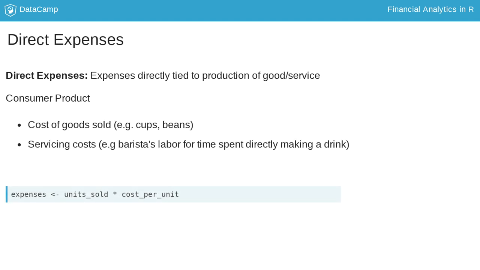Direct expenses are expenses directly related to the good or service we offer and scale with them. The more we produce, the greater the expense. For example, the cost of goods sold, like coffee cups and coffee beans, is a direct cost. This can also include servicing costs like labor directly related to production.